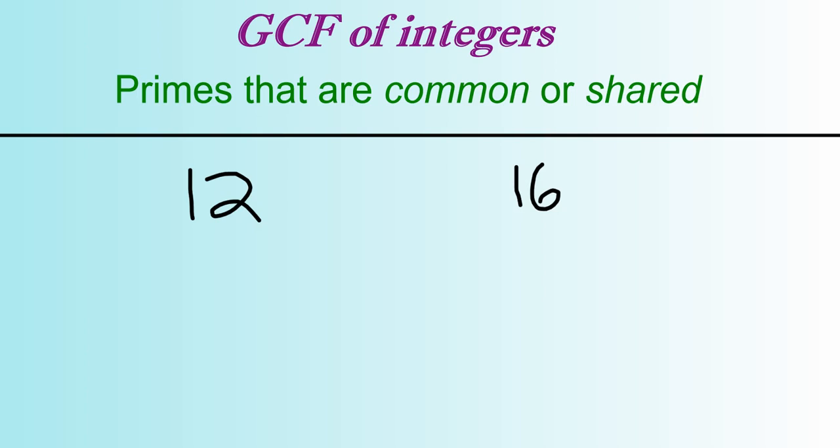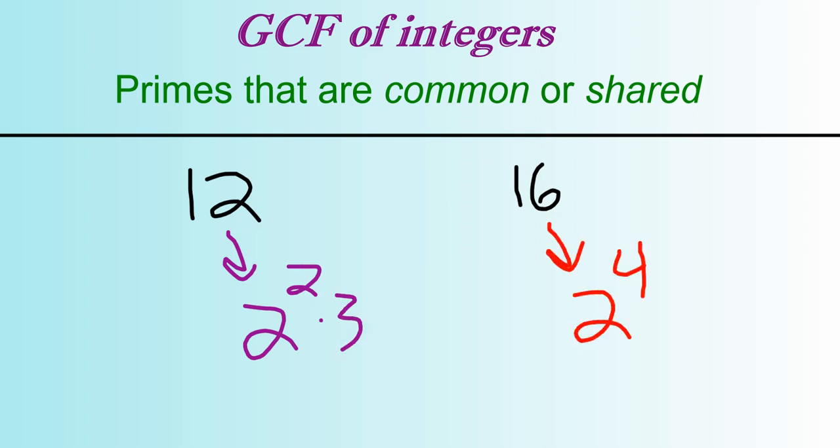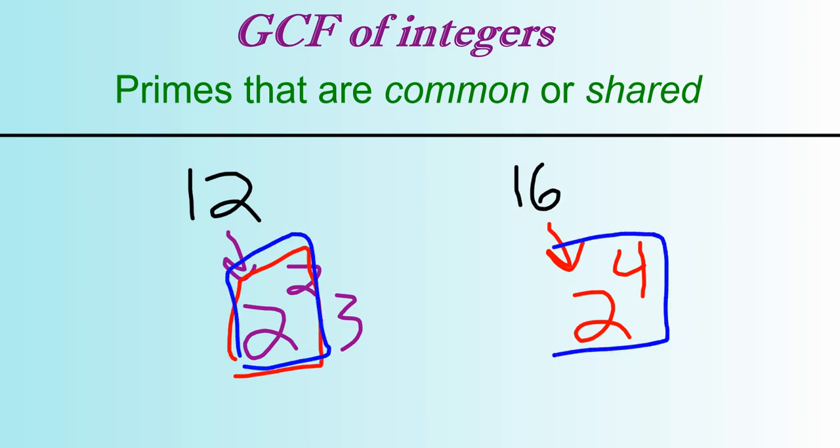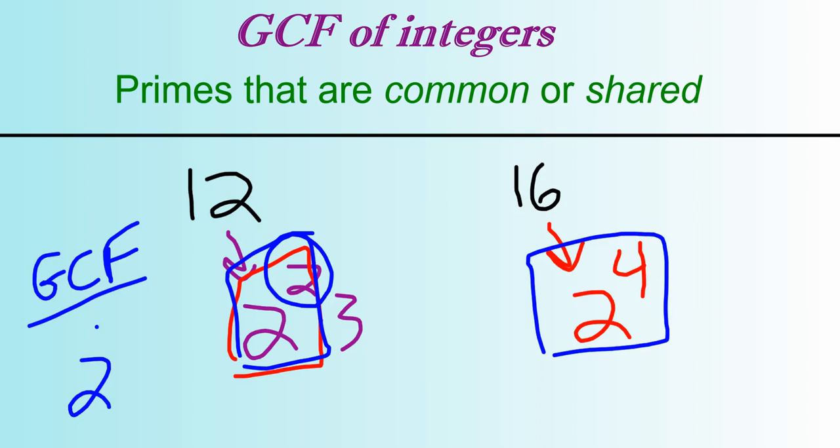Remember that when it comes to integers, we talk about the primes that are common or shared when we find the greatest common factor. So in the prime factorization of 12, which is 2 squared times 3, and the prime factorization of 16, which is 2 to the 4th, we just look for all of the primes that are the same in both numbers. Now, both numbers have 2's as a part of their prime factorization. And you can't share what you don't have, so we take the smallest number of 2's, and the GCF of 12 and 16 is 2 to the 2nd, or 4.